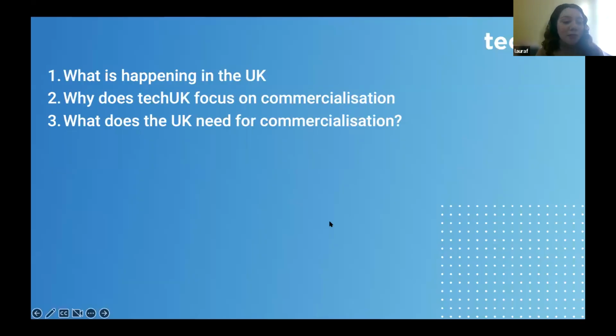I have been kindly invited here today to talk a little bit about what is happening with quantum technologies in the UK. I have 3 core goals for this presentation. Firstly, what is actually happening in the UK. Secondly, why TechUK, the organisation that I work for, has taken a focus on quantum commercialization. And thirdly, as I round up the presentation, what I think and what TechUK members think the UK needs for commercialization.